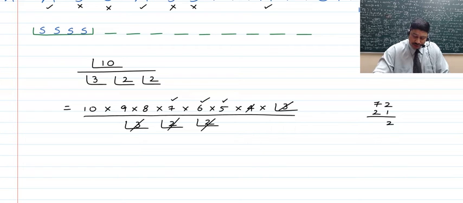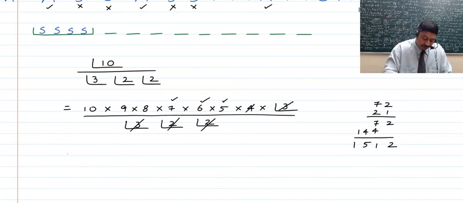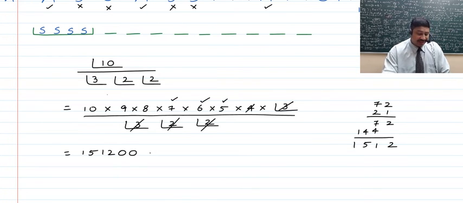So 1 2 is 2 and 1 7 is 7, 2 2 is 4 and 2 7 is 14. So for the children, this becomes equal to 2, 7 4 is 11, 1 remainder, 4 and 1 is 5. So 1 5 1 2 and 00. So that will be the total number of arrangements which are possible when we keep all the S's together.